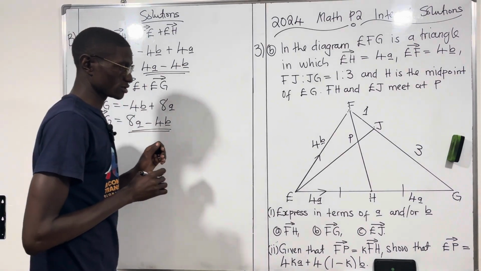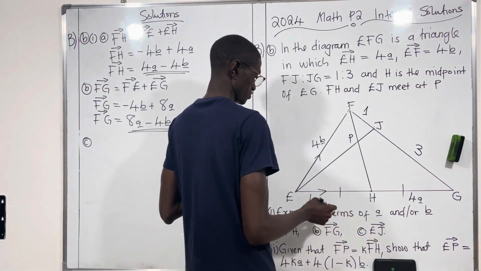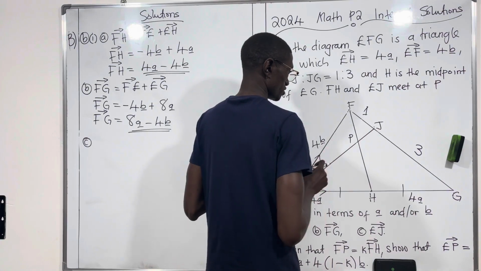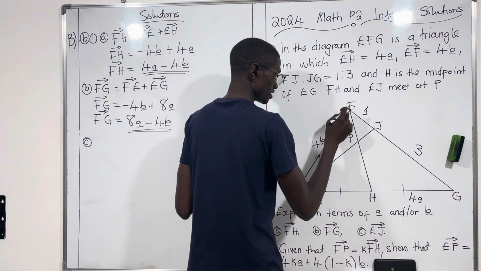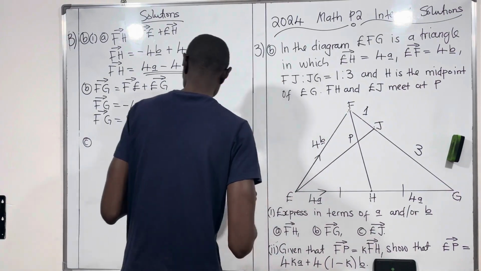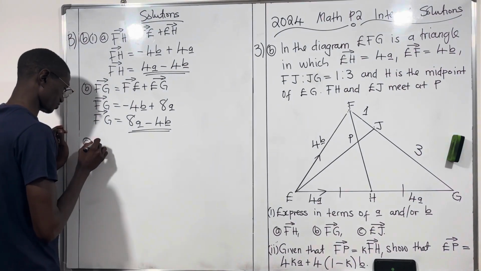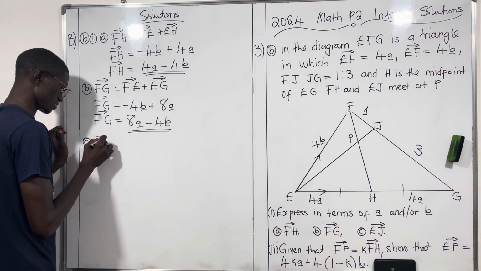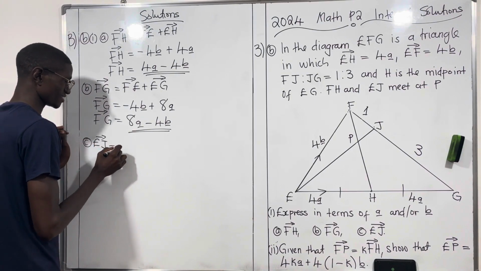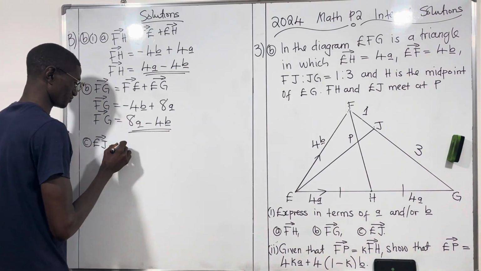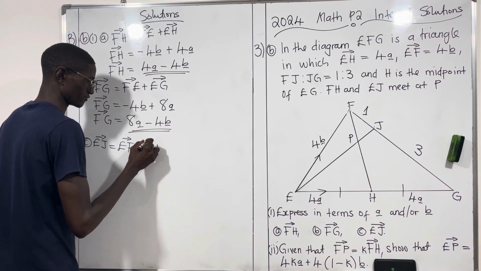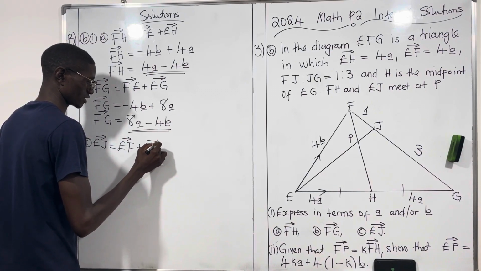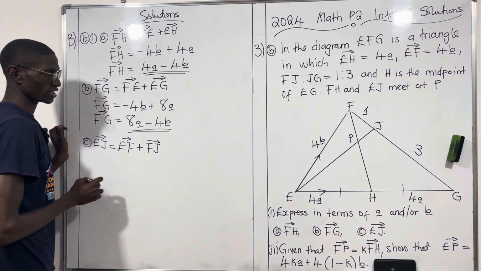Go to C. C is asking us to find EJ. Where is E? So how can you move from E to J? You can move from E to J by going E, F, and then F, J. Okay? So vector EJ is equal to vector EF plus vector FJ.